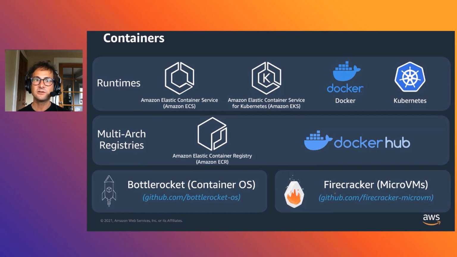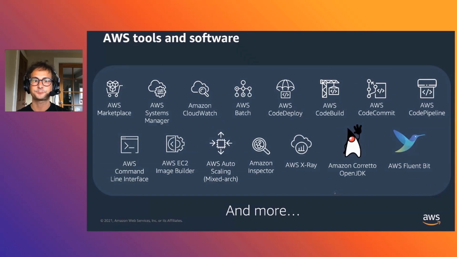For information, there's also support for the Graviton2 based instances in Bottlerocket, which is the Amazon version of a container OS, so dedicated to running container workloads through orchestrators. And we also have support for Firecracker, which is our open source implementation of a micro VM.